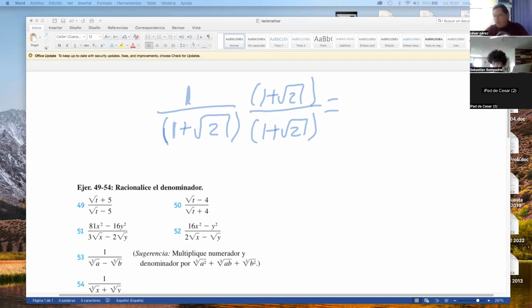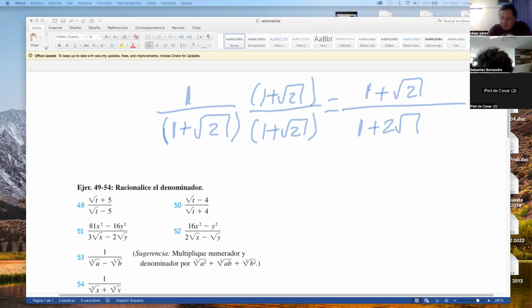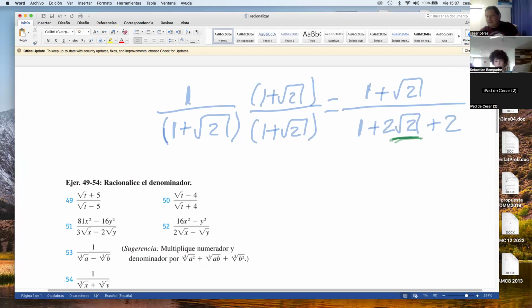Because we will get 1 plus the square root of 2, and in the denominator we will get 1 plus 2 times the square root of 2 plus 2. We still have here a square root of 2. So we will need a different way of solving this.